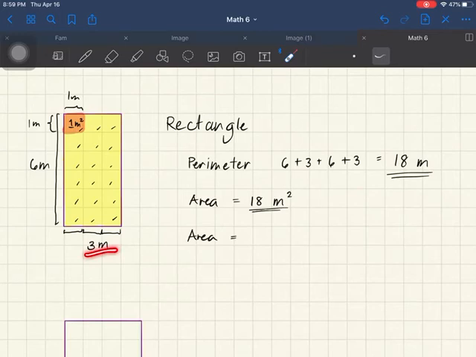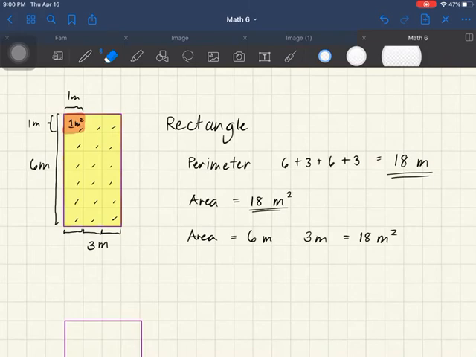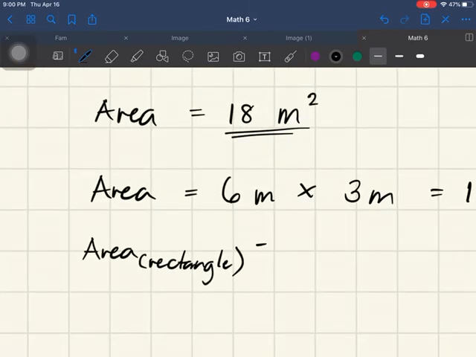And what can we do to the 3 and to the 6 so that it will end up becoming 18? 6 meters blank 3 meters is equal to 18 square meters. What operation can we do here so that it leads here? Well, if you think about it, the only logical answer is it cannot be a plus sign, it cannot be a subtraction sign, it cannot be a division sign, it can only be a multiplication sign. So what we are saying is, in solving for the area of a rectangle, the area of a rectangle can be solved using the formula base times height.